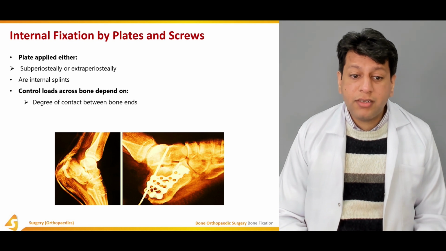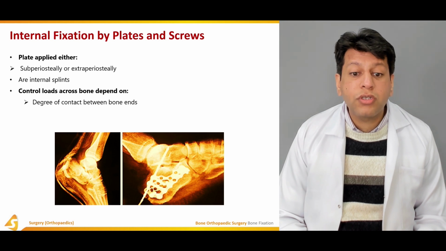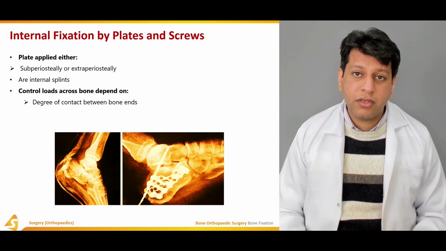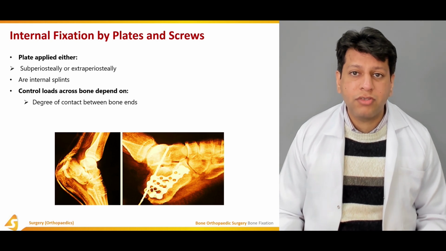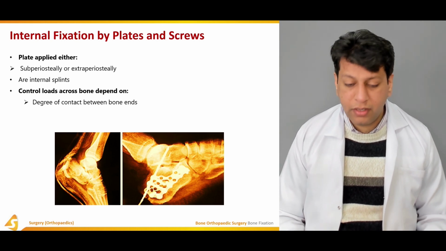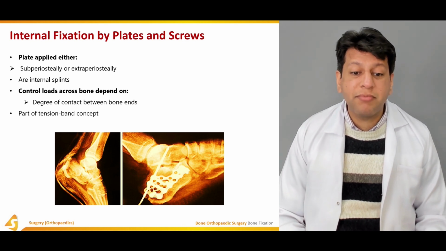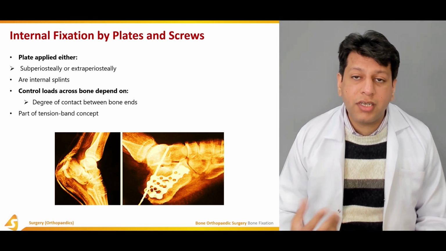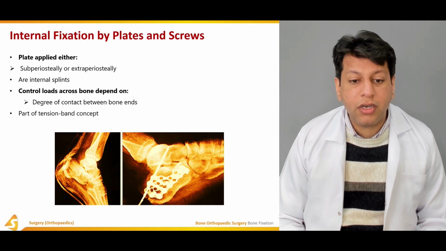These are internal splints, as we know, because they are internal fixation devices, and how they control the loads across the bone depends upon the degree of contact between the bone ends. So that is also important. If the two bone screws are not passing through the other cortex, this will not hold the plate together. Usually it works on the tension band concept, which is converting the tensile forces into compression forces. That is the tension band principle or concept.